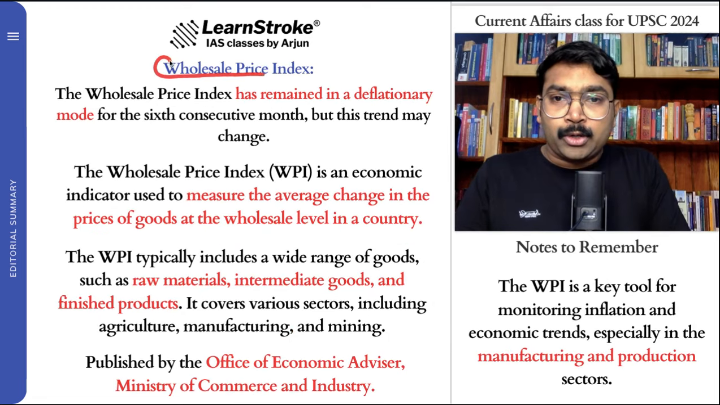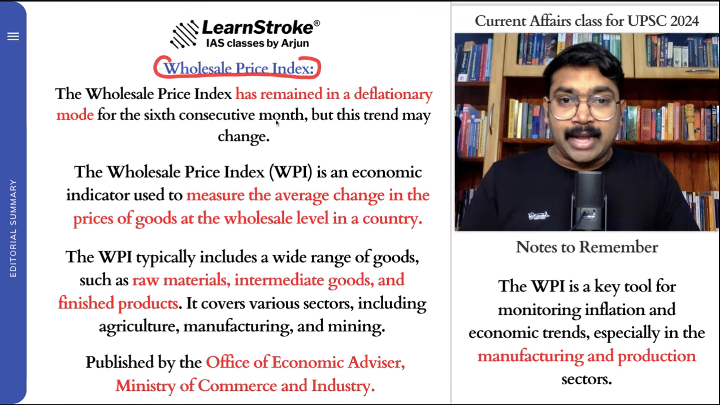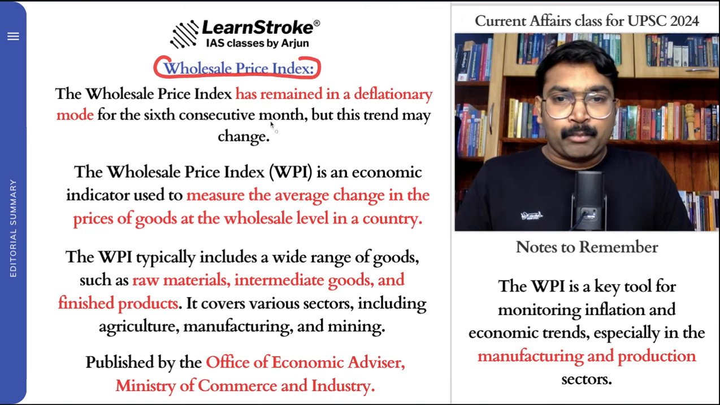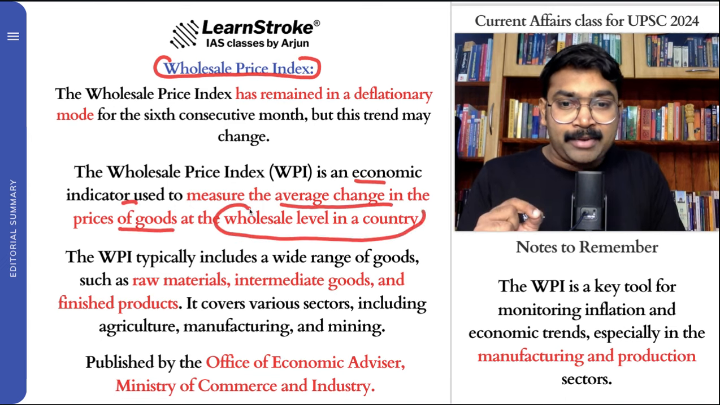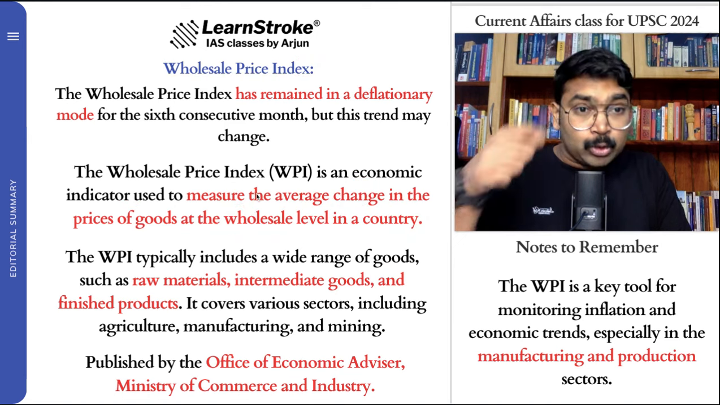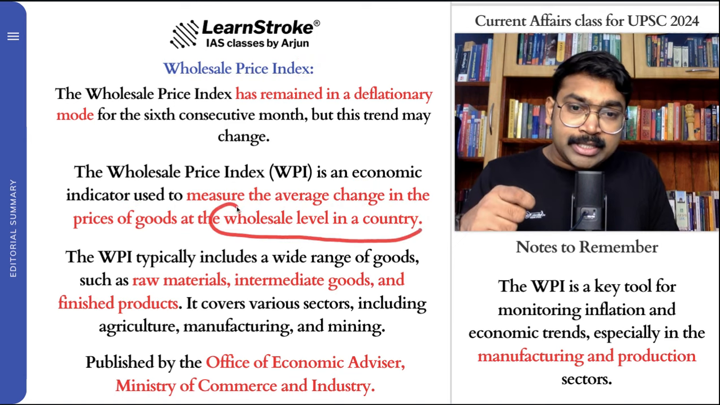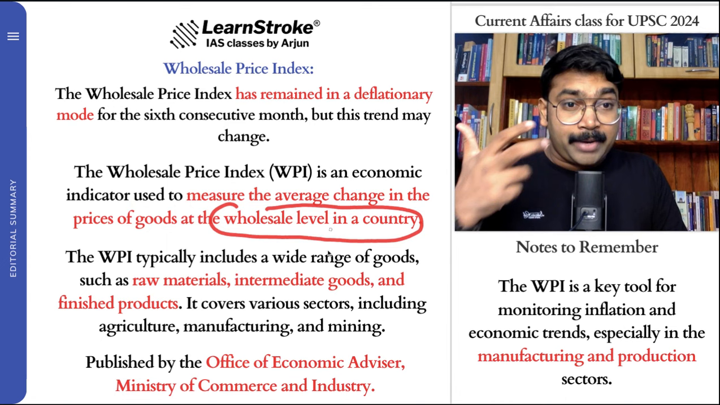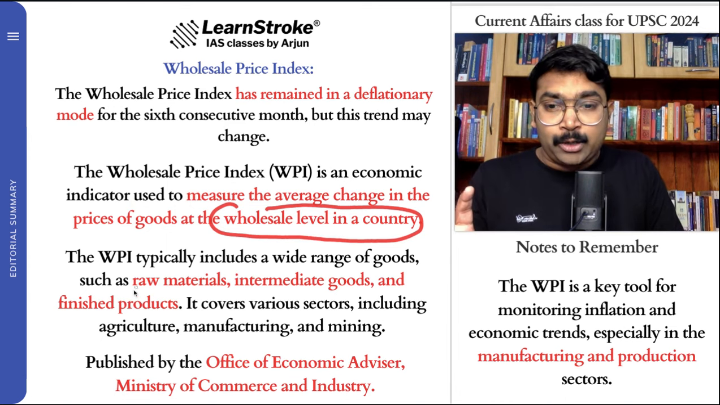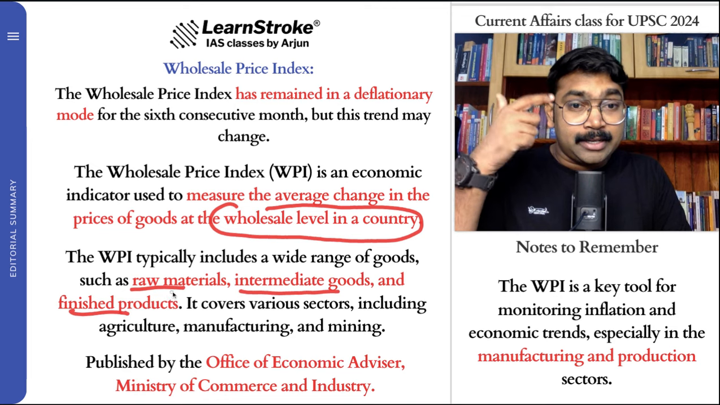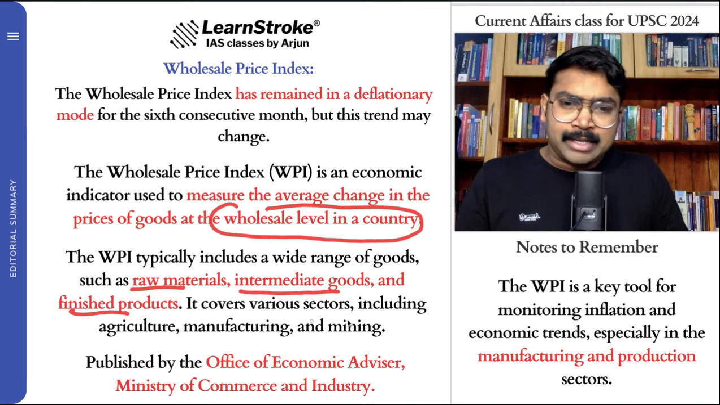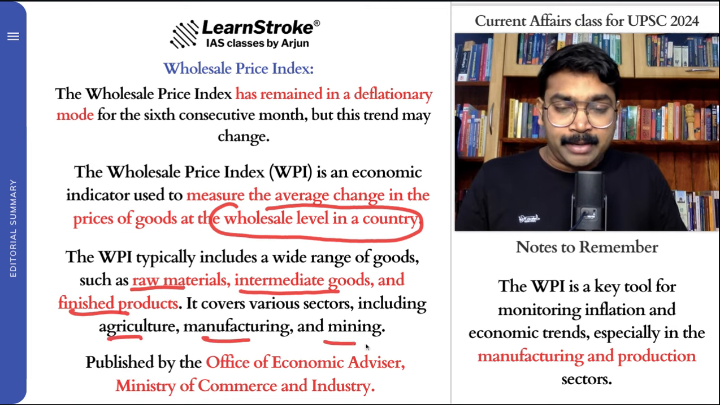It also talks about the wholesale price index. What is the WPI? The wholesale price index is an economic indicator used to measure the average change in the price of goods at the wholesale level in the country. Consumer price was at the household level; this is at the wholesale level. This is just a concept builder. It basically includes raw materials, intermediate goods and finished products, and it covers various sectors like agriculture, manufacturing, mining, etc.